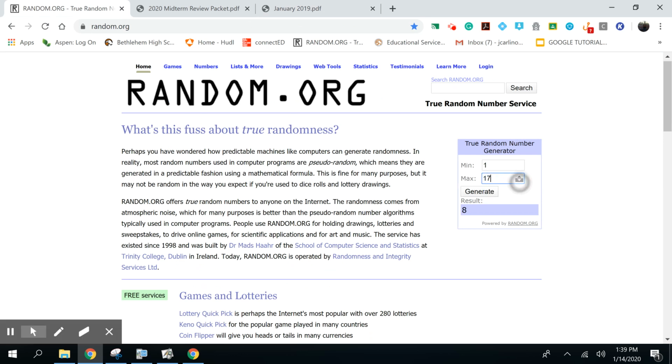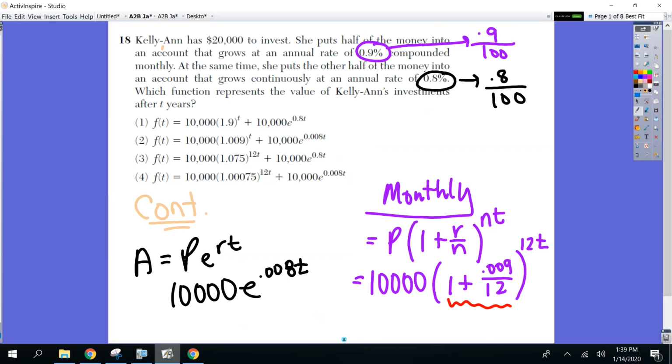I'm not going to be confident enough here. Okay, here we go. 6, what choice do we get? Choice 4. Questions there? Okay.